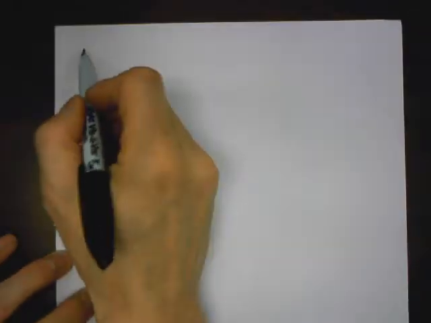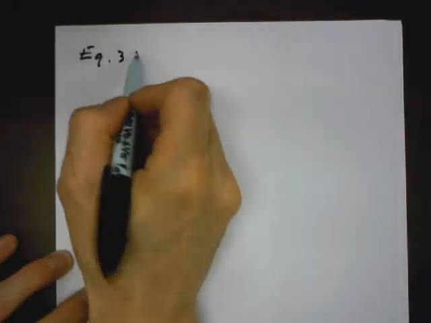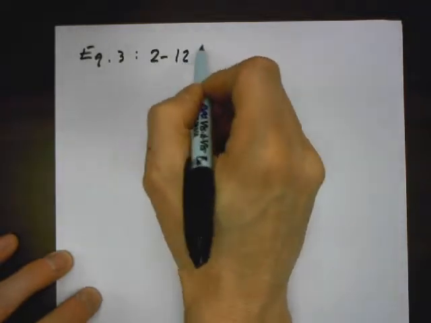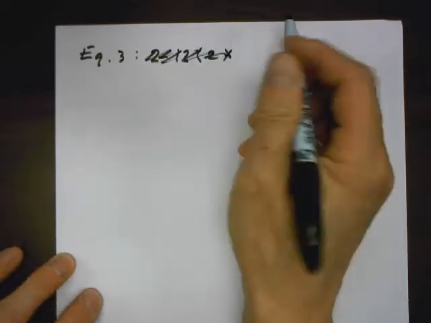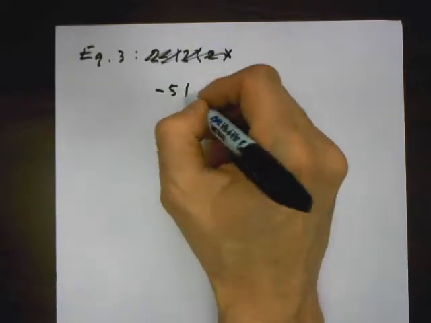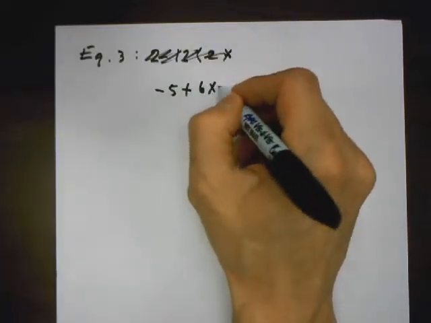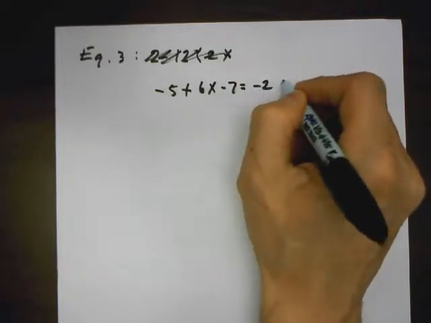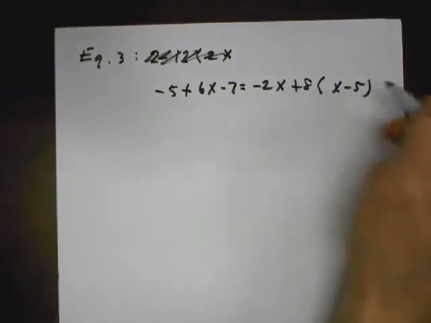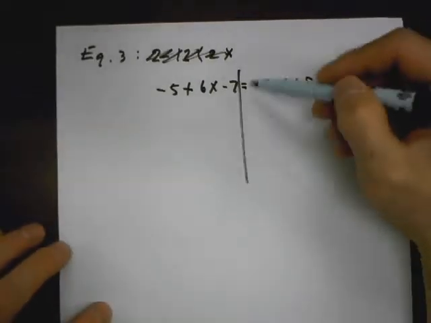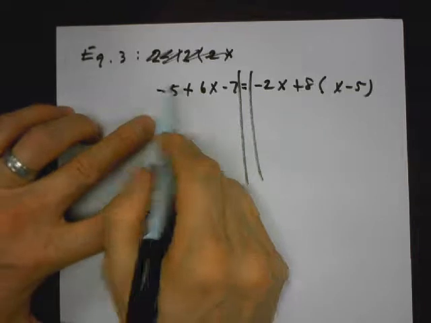Alright, equation 3. I have 2 minus 12 times 2x. Whoops, I'm sorry. That's equation 4. Equation 3 is negative 5 plus 6x minus 7 equals negative 2x plus 8 times x minus 5. Let's simplify both sides to see how many solutions this will have.